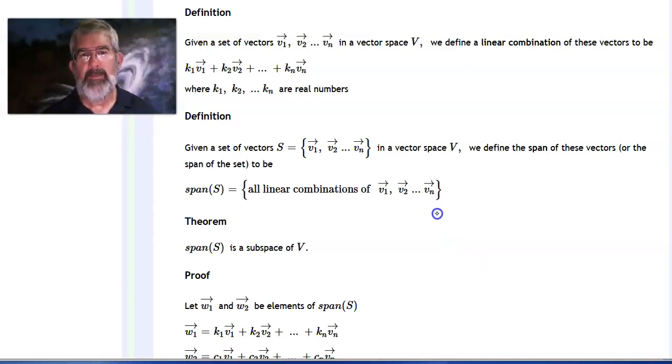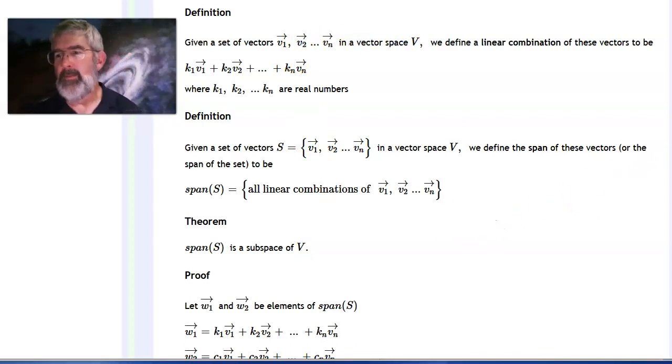The span. The theorem that I have here is that the span of a set of vectors is a subspace of the vector space V. This is all under the same conditions as in the definition here. If I have a set of vectors v1 to vn, I'm calling that set S, then the span of S is a subspace of the vector space V, and V is where those vectors came from. All those vectors are in V.